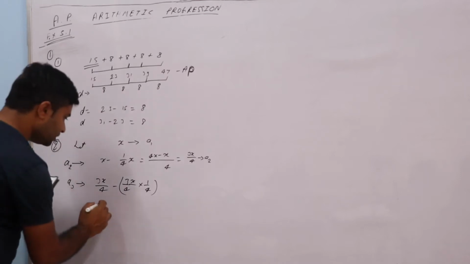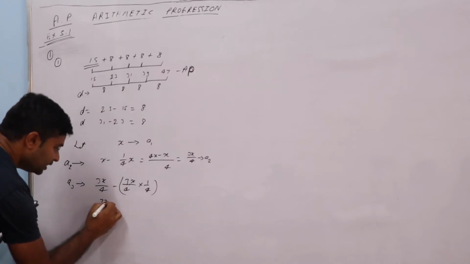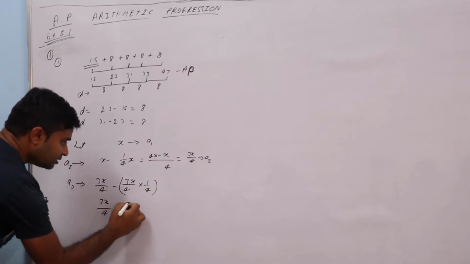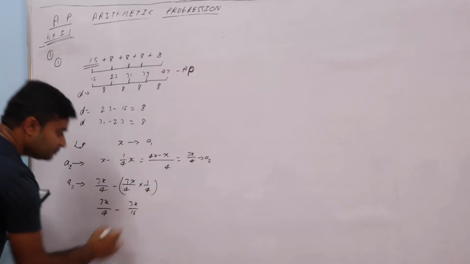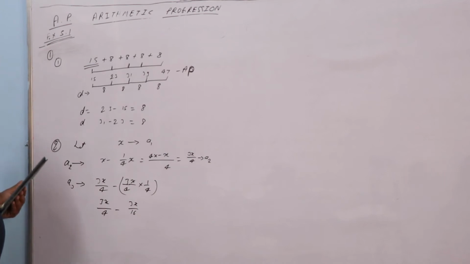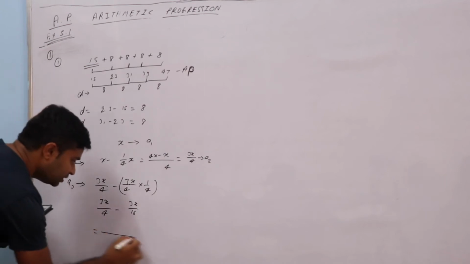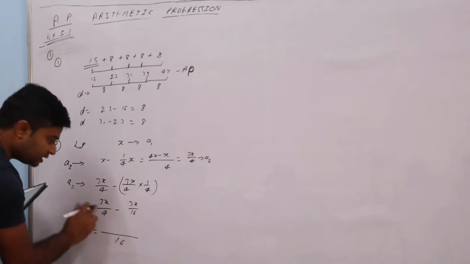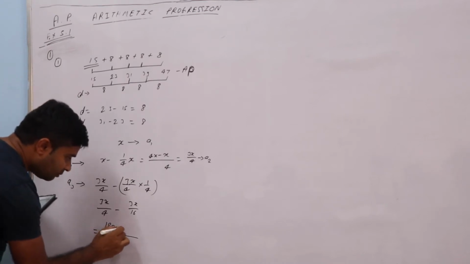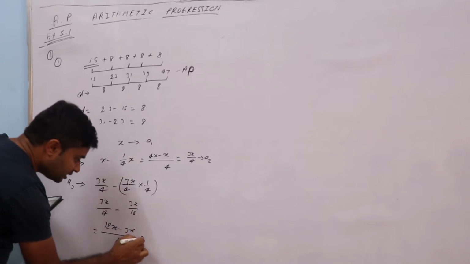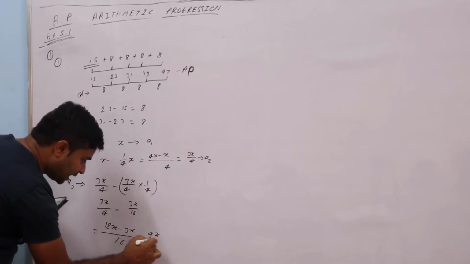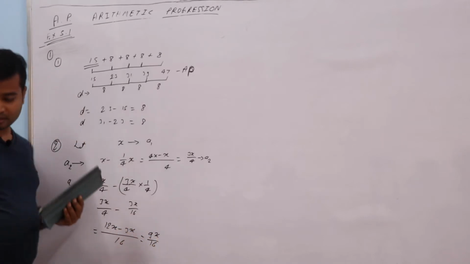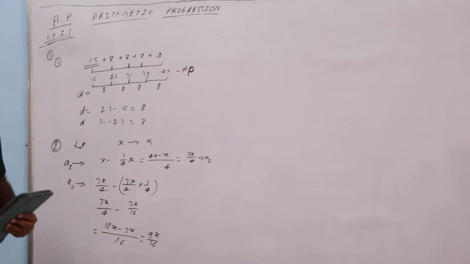So simplify here. How much will we get? 3X by 4 minus 3X by 16. If you take the LCM, which is 16, 4 fours are 16 and 4 threes are 12. 12X minus 3X is equal to 9X by 16.